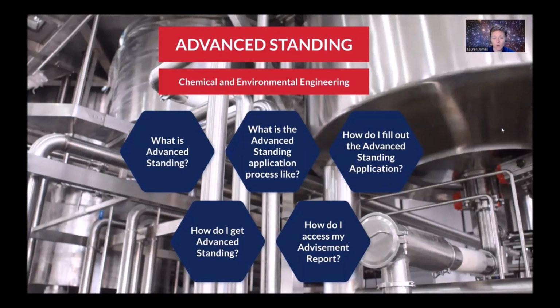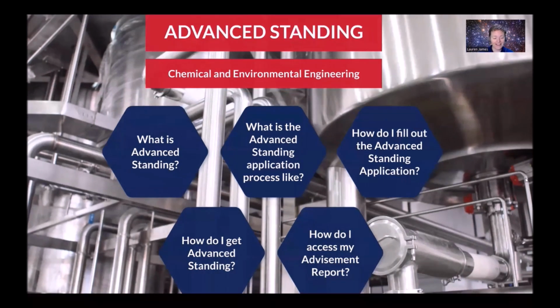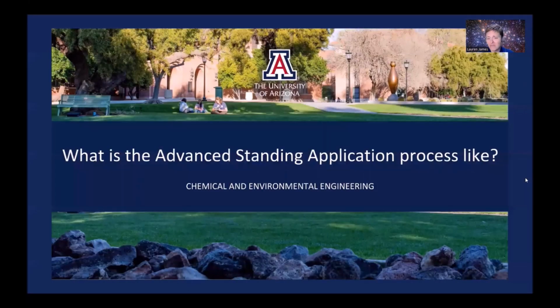All right, in this video, we are going to be covering the answer to this question. What is the advanced standing application process like? Okay, so let's say that you completed most or all of your courses, the specific courses that you got to take. You're ready to move on to 300 and 400 level courses the next semester. So you need advanced standing. How do you get advanced standing?